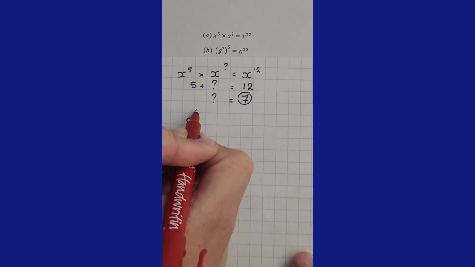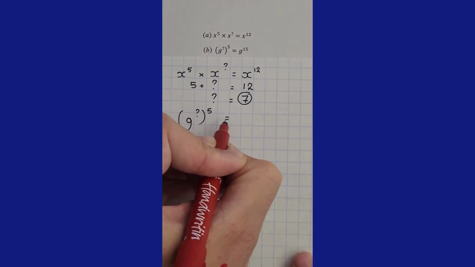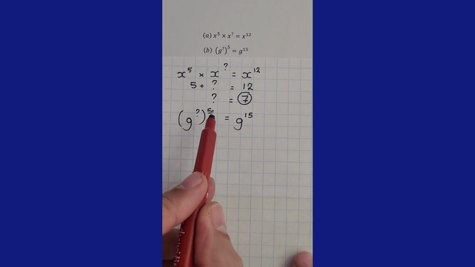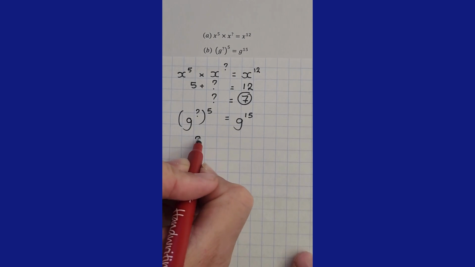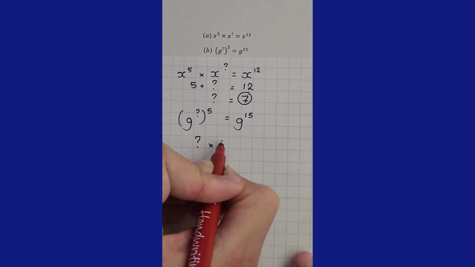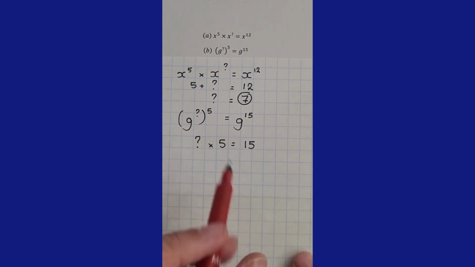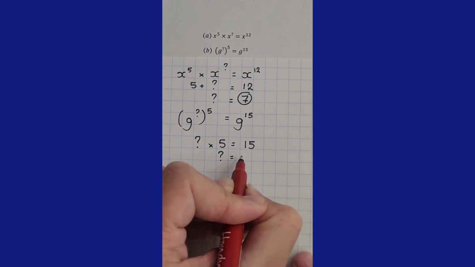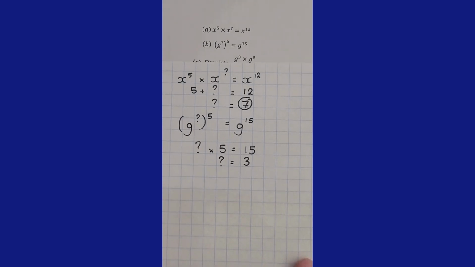And similarly, I've done the same thing here. We've got g to the power of something, all raised to the power of 5 is g to the power of 15. Well, we know that when you raise a power to a power, you multiply. So effectively what we're saying is there is my question mark multiplied by my 5 has to give me a power of 15. Well, how many 5s are in 15? Lovely. The question mark has to be 3, because 3 times 5 would give me 15.